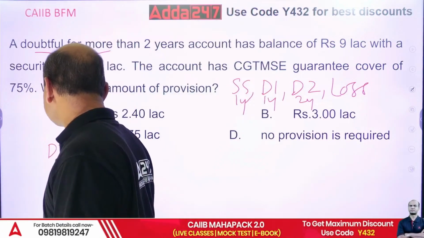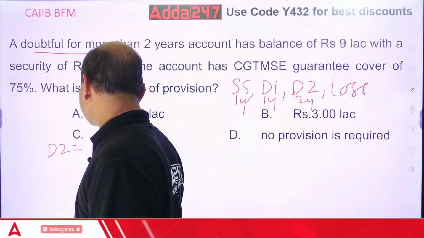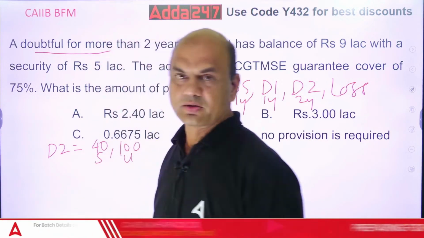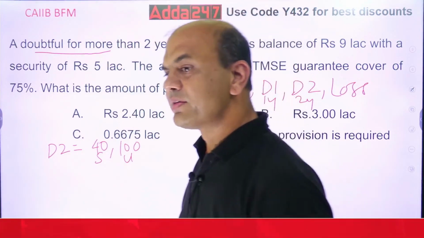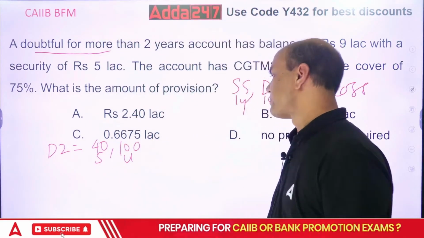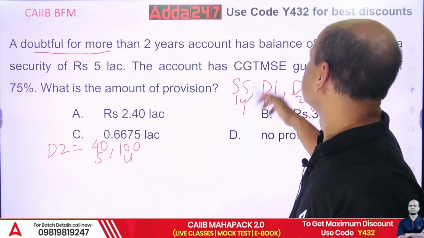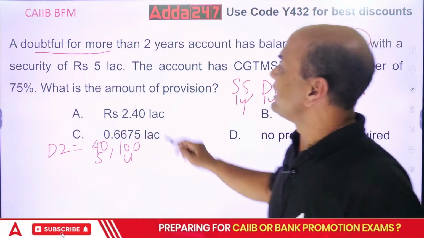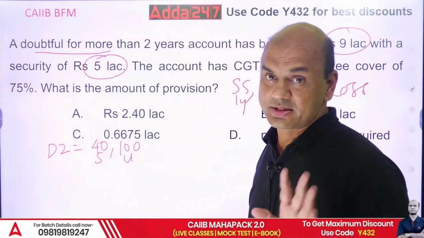D2 provisioning equals 40% for secured and 100% for unsecured, right? 40% for secured and 100% for unsecured. Got it? So now what will we do? 40 for secured, 100 for unsecured. So now let's divide this. 9 lakhs is the total loan amount. Out of this, 5 lakhs is the security. 5 lakhs. So secured is 5 lakhs.